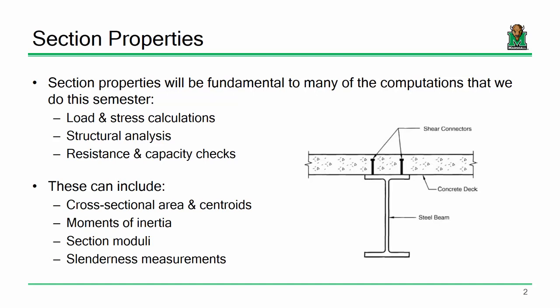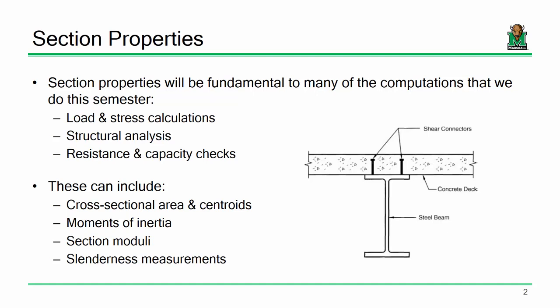If you've ever run any piece of structural analysis software, you have to put in I. You have to put in a modulus of elasticity. You need those properties to run the program. When we start doing resistance checks and capacity checks to see if a given element is safe to resist those loads, we're going to need these properties as well. So these are just so fundamental, we might as well get them out of the way and do it first.